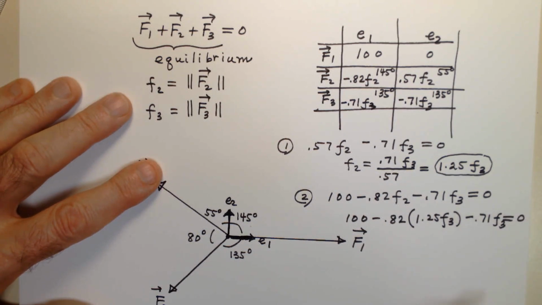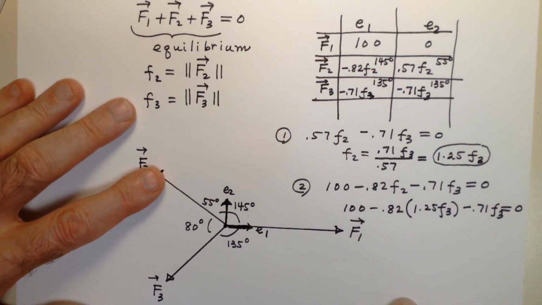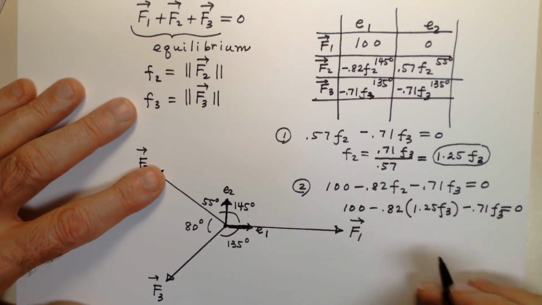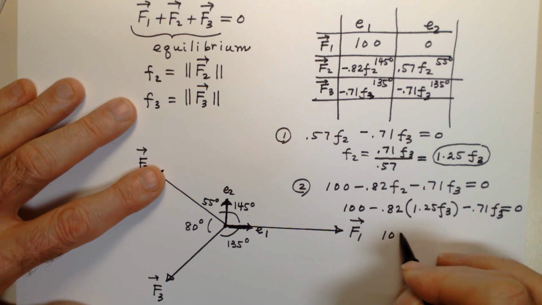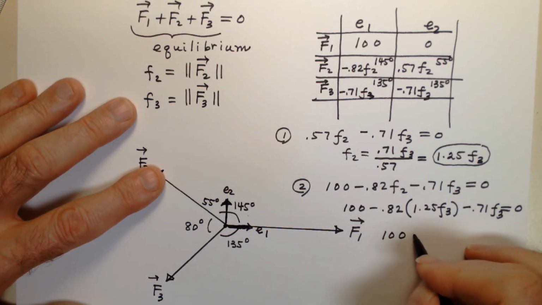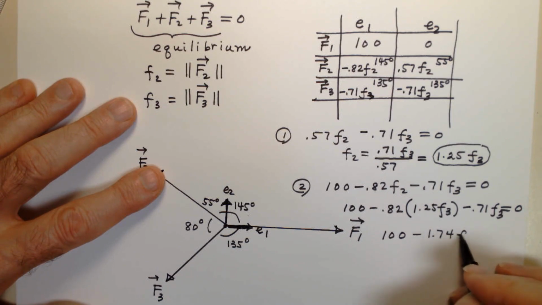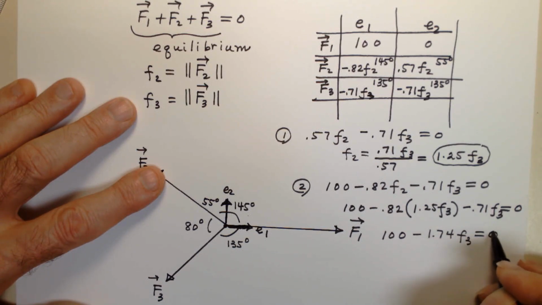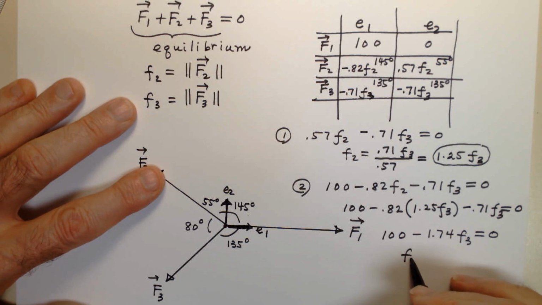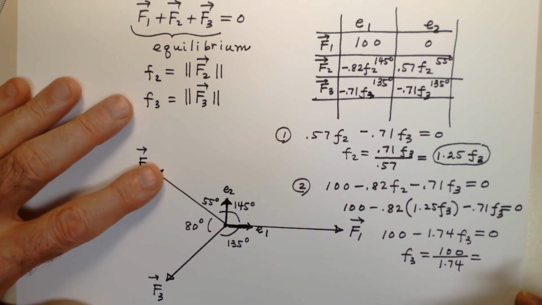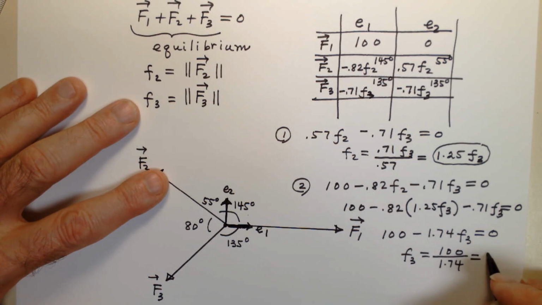That also has to equal 0. Now, when you go through and do the multiplication and then bring these two terms together, you end up with a very simple equation that says 100 minus 1.74 F3 equals 0. And that says that F3 can be calculated as 100 divided by 1.74. And that gets you a number on the order of 57.47 newtons.